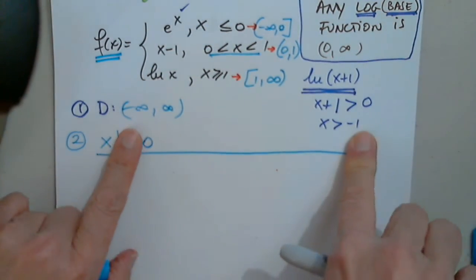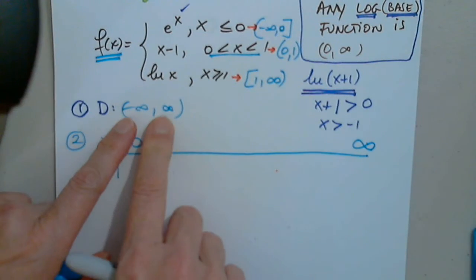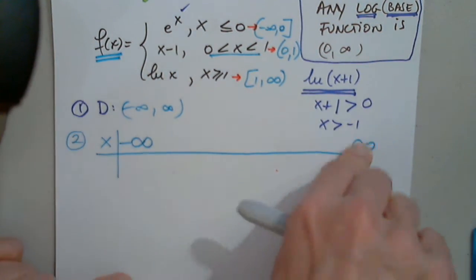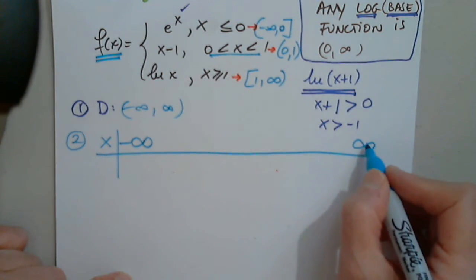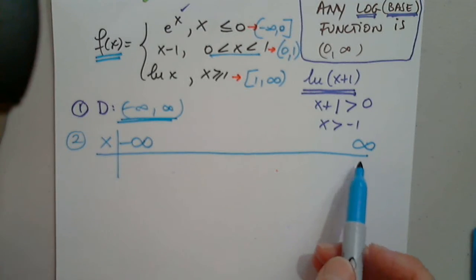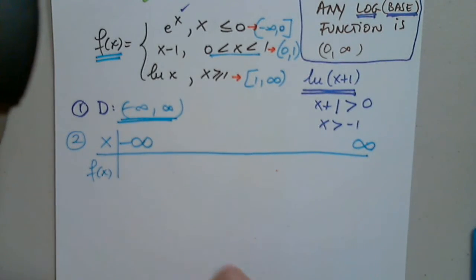Please do not omit the endpoints. If that's what the domain is, that's what I need to see on the table. Not just -5 to +10. No. This is the domain. And that is what we have to write. So, and this is f of x.